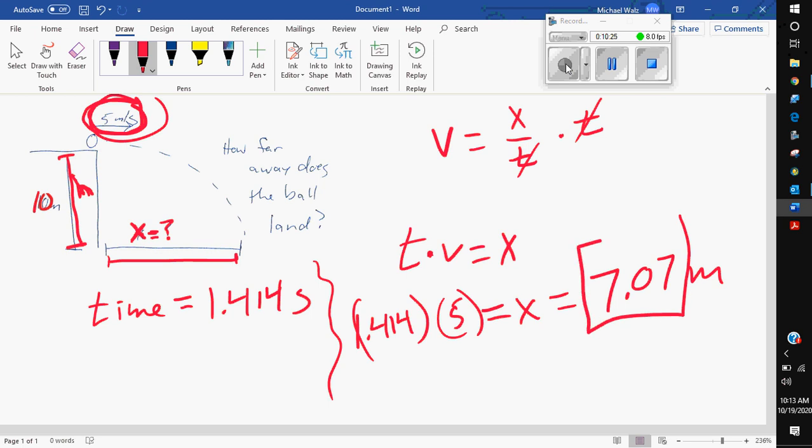When I ask you to put your number into the computer program for the quiz and the check for understanding on this, you put 7.07. I don't want you to put the labels. Okay, just put the numbers.